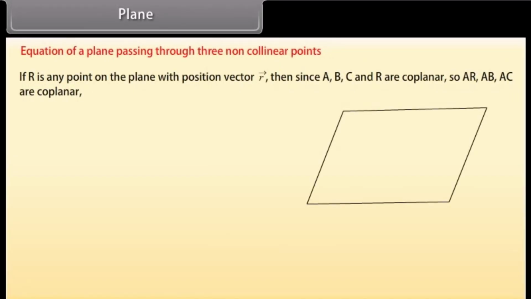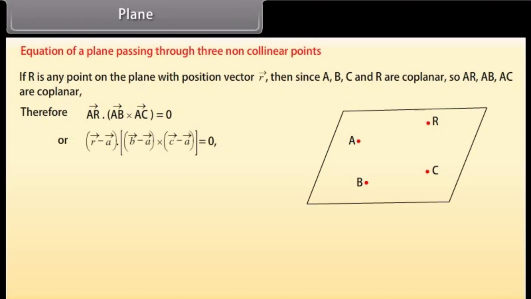If R is any point on the plane with position vector r, then since A, B, C, and R are coplanar, AR, AB, AC are coplanar. Therefore, dot product of vector AR and cross product of vector AB and vector AC equals 0. Or dot product of vector r minus vector A and cross product of vector B minus vector A and vector C minus vector A equals 0.